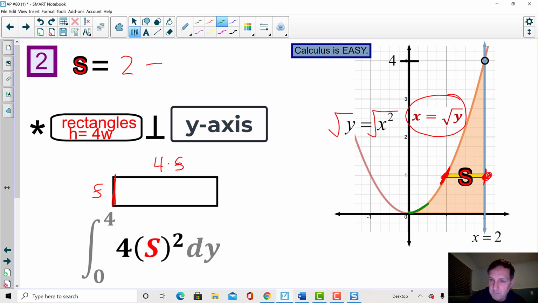Remember, the positive square root of y is going to be the right side. The negative square root of y is the left side. I don't want the left side, so I'm going to go with the positive square root of y. So I can replace y equals x squared with x equals square root of y.